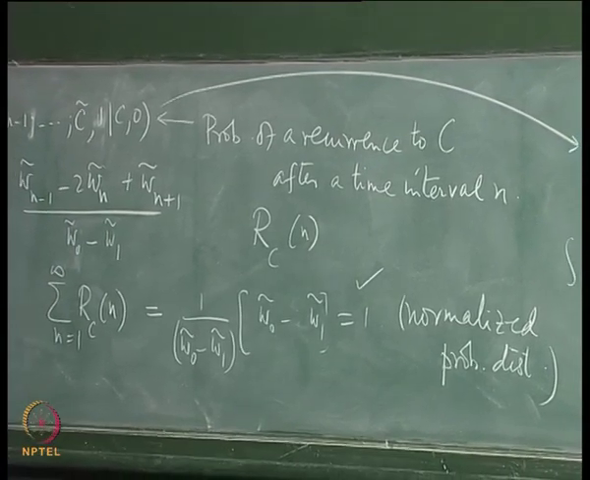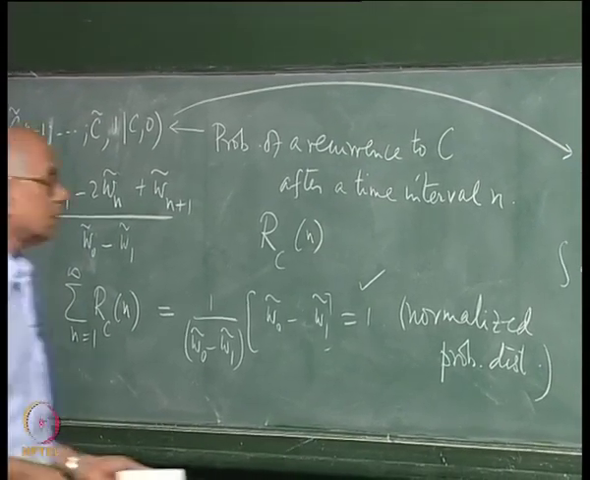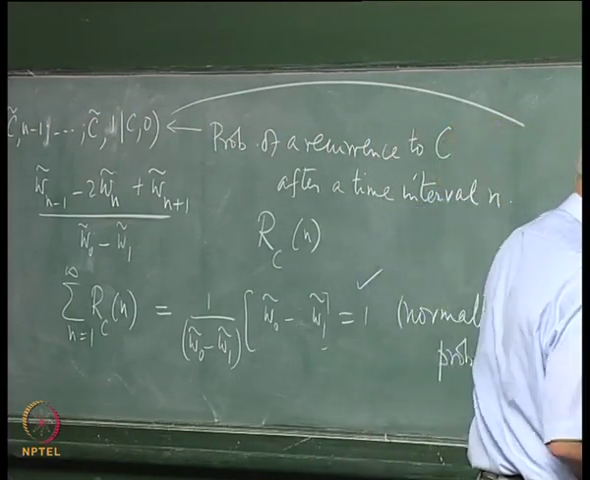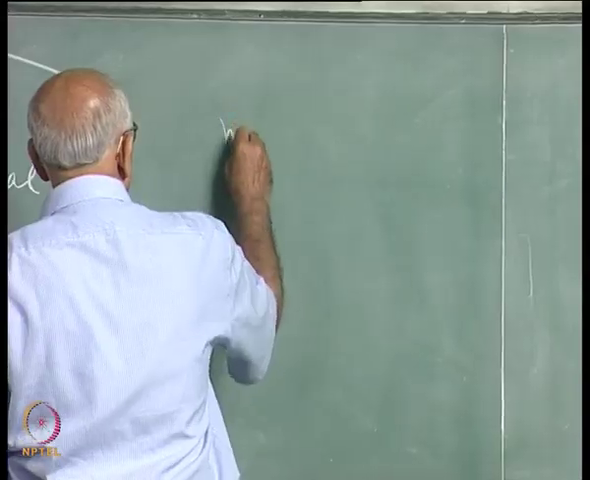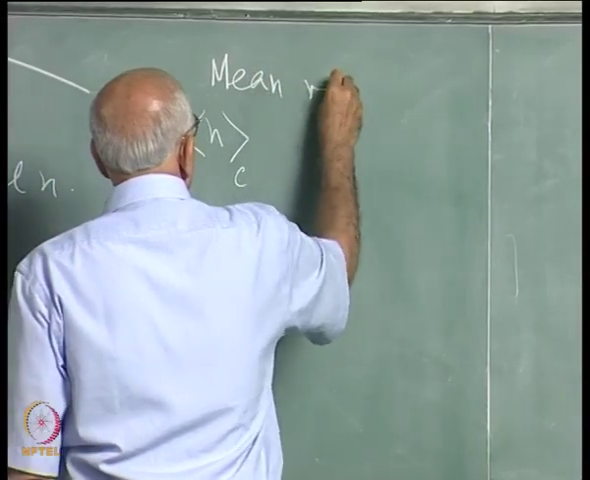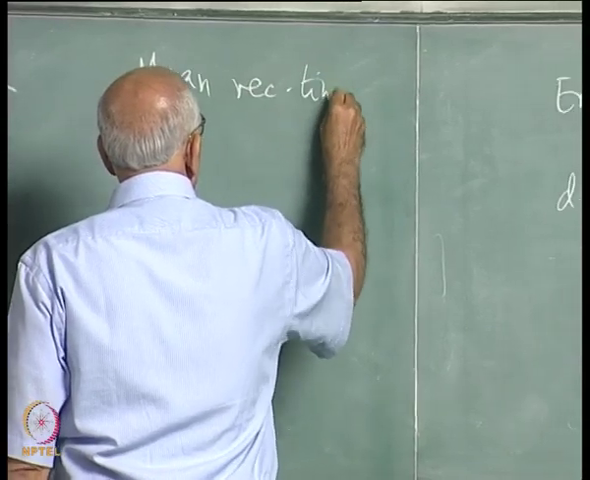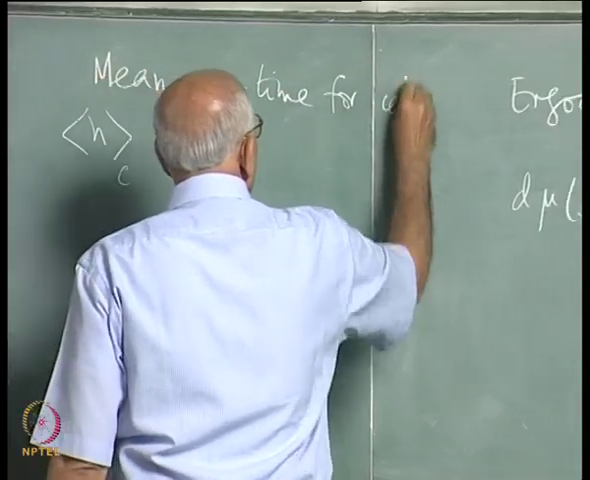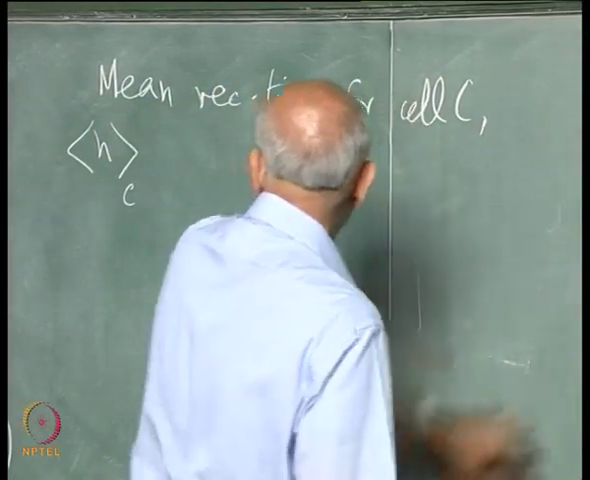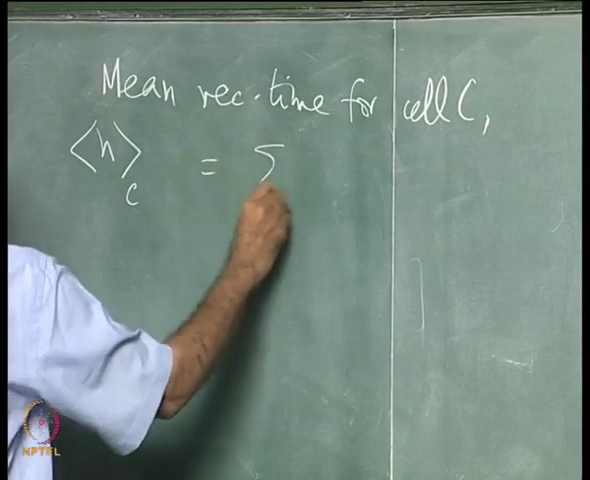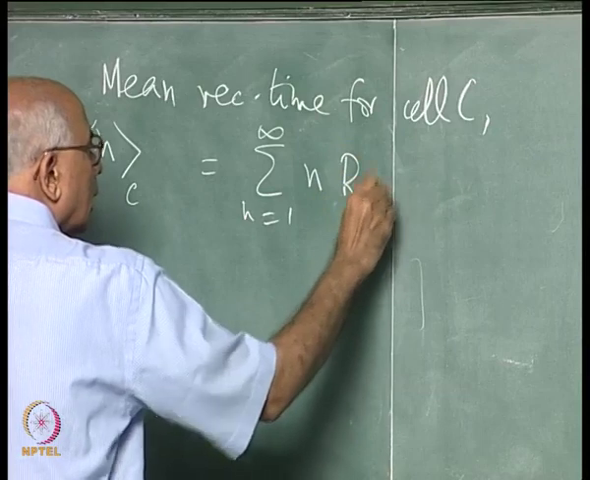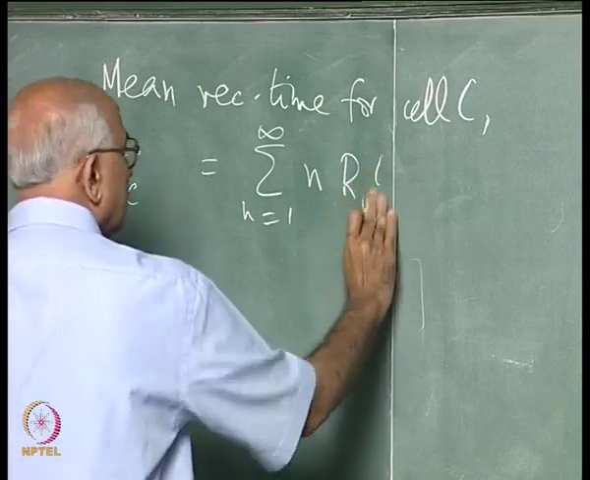Now we can find the average. What is the average recurrence time? Since we are using n as discrete time, this is the mean for cell C. What does this give you? This is equal to the summation from n equal to 1 to infinity of n times RC of n.